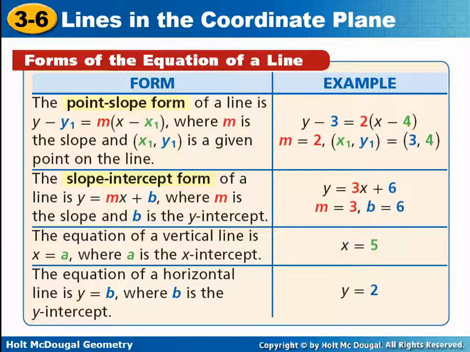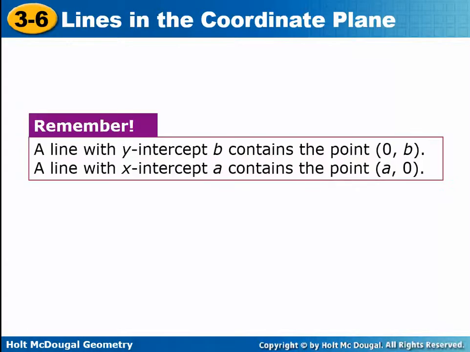And a horizontal line is always y equals whatever number it crosses the y-axis at. So y equals 2, y equals 0, y equals negative 7, whatever. But it's just y equals. That is the y-intercept. No slope is needed because the slope of a horizontal line is 0. Y-intercept is 0 and then the number, and an x-intercept is the number and then 0.